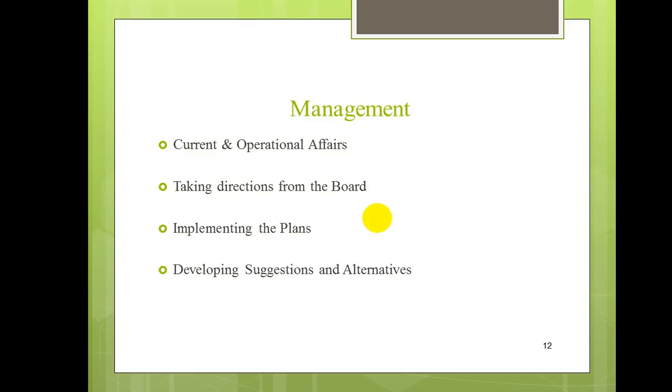So the management is there to give this development. Why are they involved in taking or developing decisions and alternatives? Because, as we said in the first one, they are involved in current operational affairs. They are involved in current operations, so they know that better.